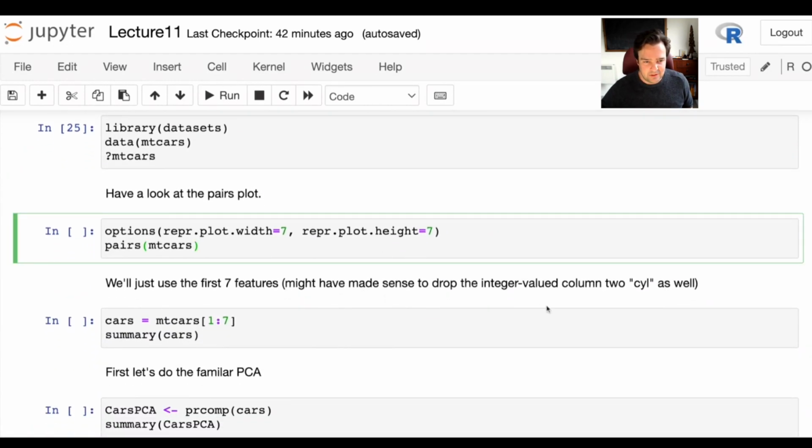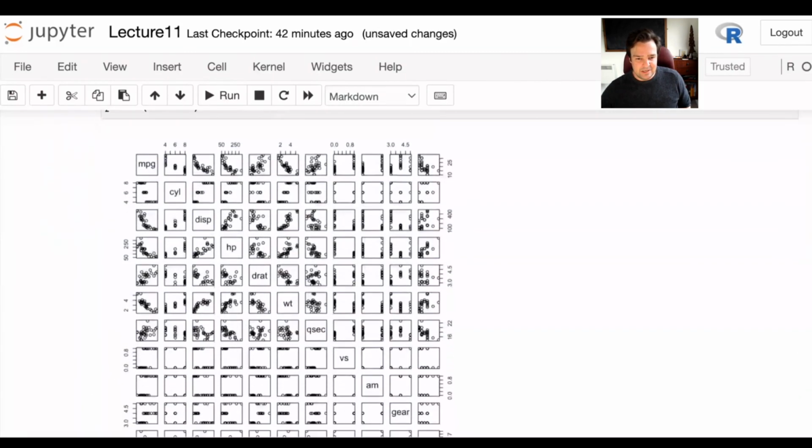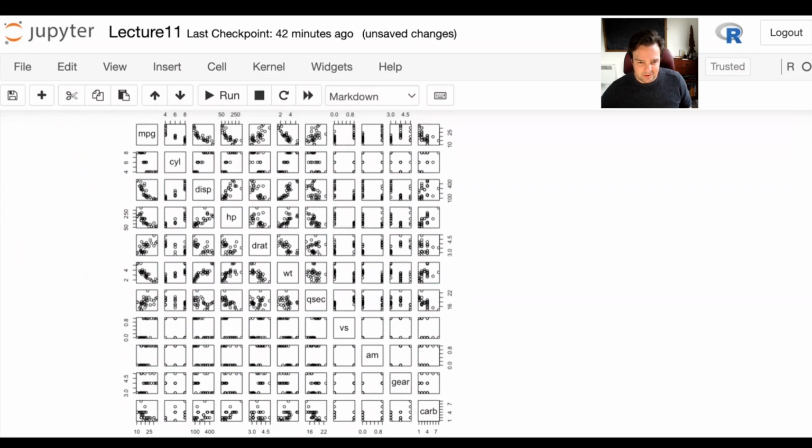All right, so I'm going to bring it in here and take a look at the pairs plots. This is my EDA for the day here. I guess in a way the principal component analysis is as well. If you squint your eyes and look at these pairs plots, you can see which ones are maybe useful and which ones are maybe not. Like you can see there's trouble actually with the cylinder column because everything is discrete.